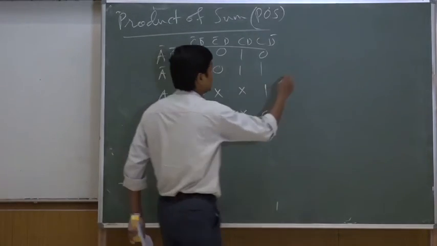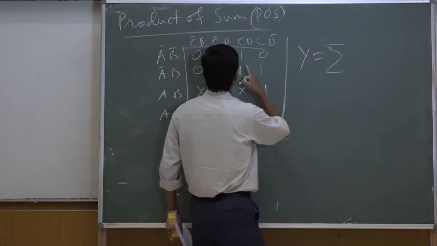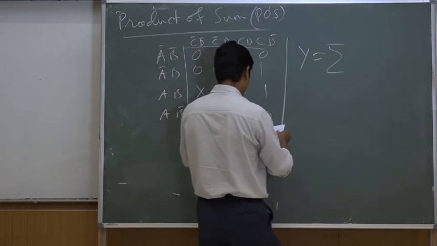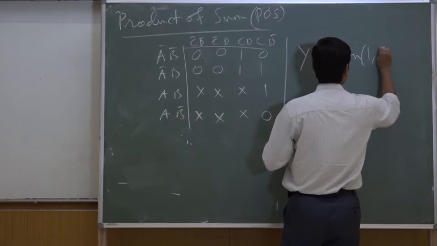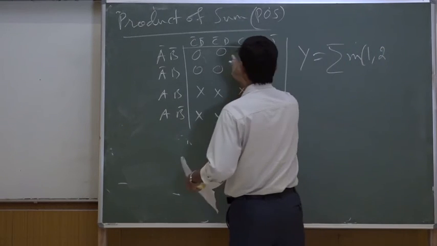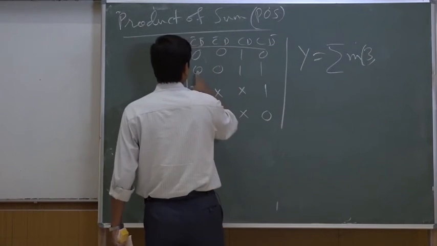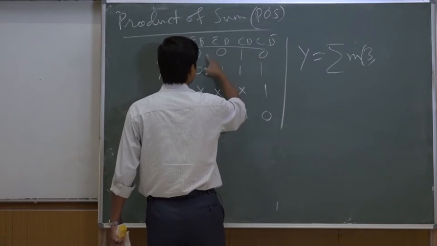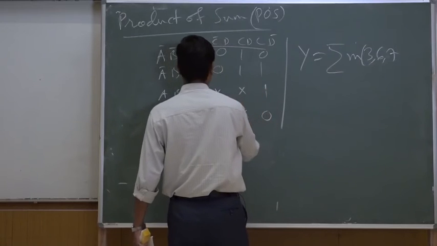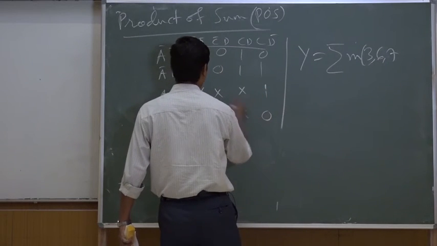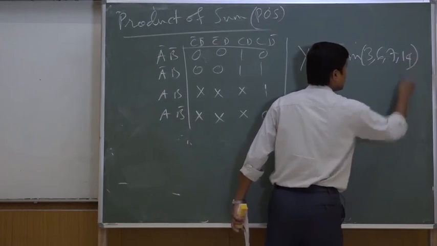Let me take this example where y is with product of sum. y is the sum of m of 0, 1, 2, 3, 4, 5, 6, 7, then 8, 9, 10, 11, 12, 13, 14. These are the min terms.